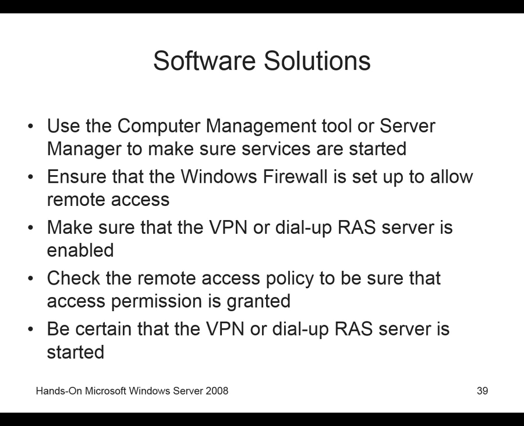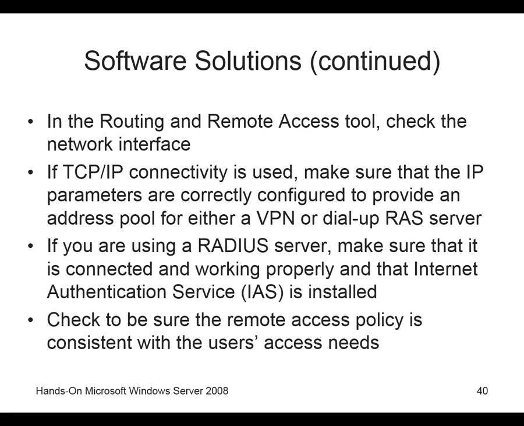For software solutions, we can talk to Computer Management or Server Manager to make sure that the firewall hasn't blocked them with ports being blocked. Make sure the VPN or dial-up RAS server is still enabled, that there are no errors or something that's turned it off or stopped the service. Check to make sure that individual has the correct permissions to access remotely. How many times do we forget to give them the permissions, send them on their way, and then they can't connect and they wonder why? Be certain that the server is always started, though. I guarantee if the server goes down, you can have more than one person calling in.